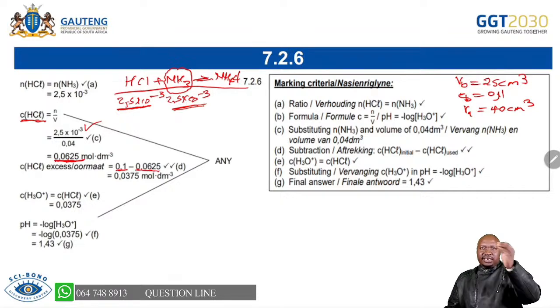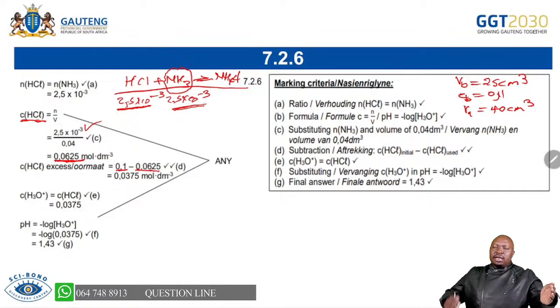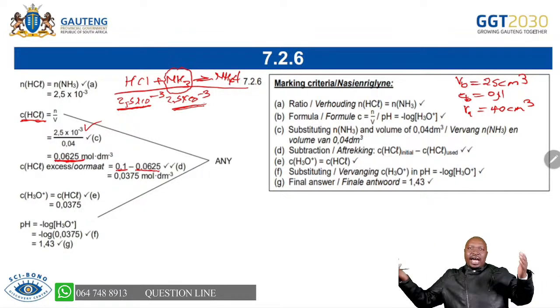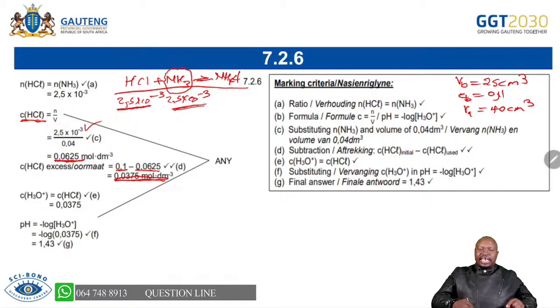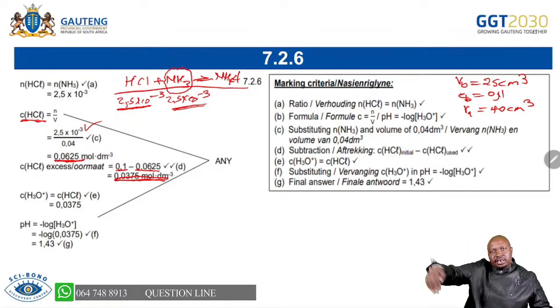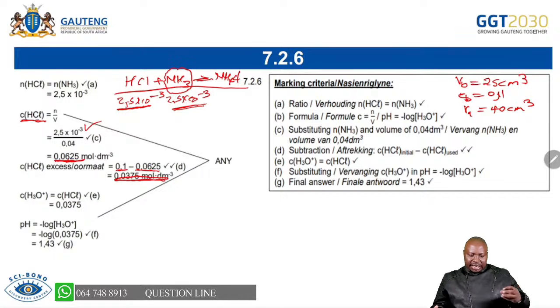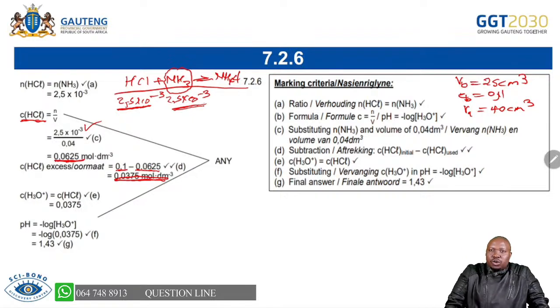How much is in excess? So the difference: we had 0.1, we reacted 0.0625, we are left with 0.0375, because when you calculate the pH, this is the concentration that we are supposed to use, the concentration at the end, after the 2.5 times 10 to the power of minus 3 have reacted with ammonia. I mean, we use the concentration of 0.0625. How much concentration is left? We are left with 0.1 minus 0.0625, and we are left with 0.0375.